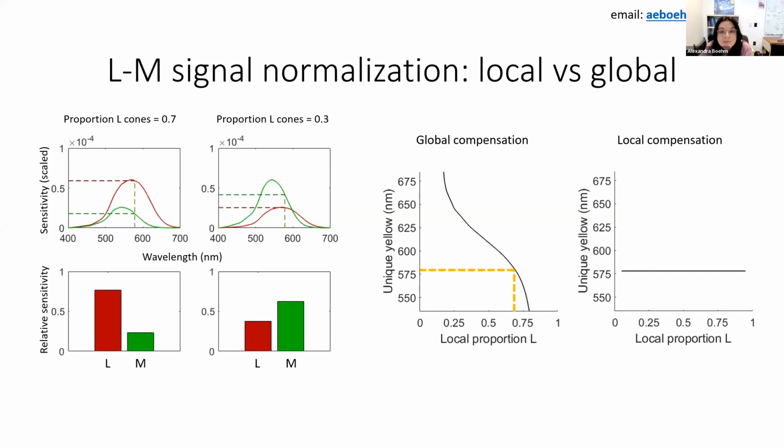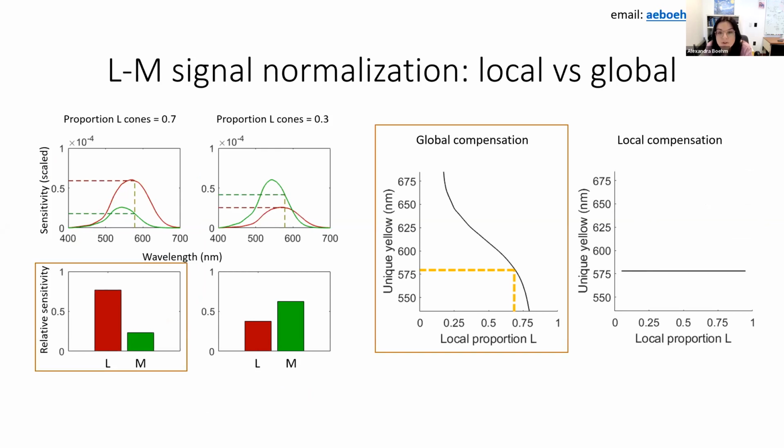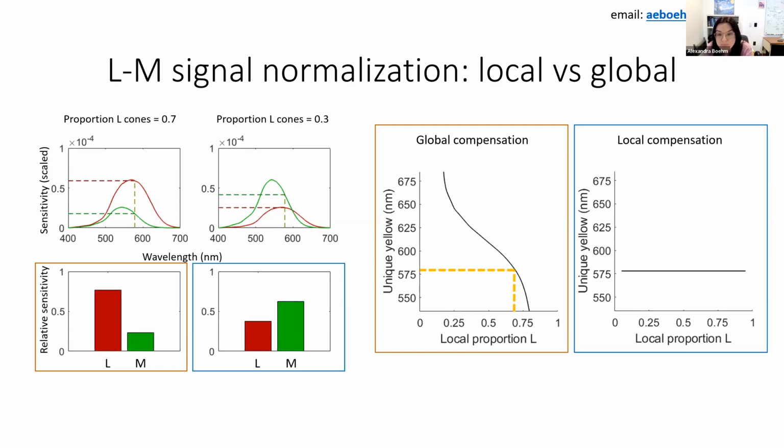However, for a smaller region of the mosaic, where the local L cone percentage is only 30, the summed activity of M cones is higher than that of L cones for the same wavelength. So the global compensation hypothesis predicts that unique yellow will occur when the total L versus M activity reflects that of the larger mosaic in response to 580 nanometer light, perhaps because this information about local spectral variations is lost through a mechanism like spatial summation.